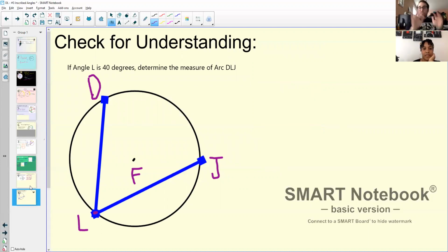So do this on your own. If angle L is 40 degrees, I would like for you to determine the measure of arc DLJ. Please don't write your answer yet. I'll let you know when to type out your answer. But I really want everyone to try this on your own first. So what we want you to get out of today is if we give you an inscribed angle, can you determine either the arc or the angle? Okay, so take some time, do it on your own. And then I'll let you know when to type it in.